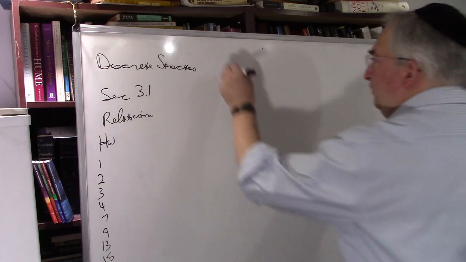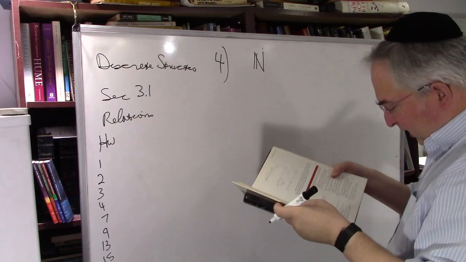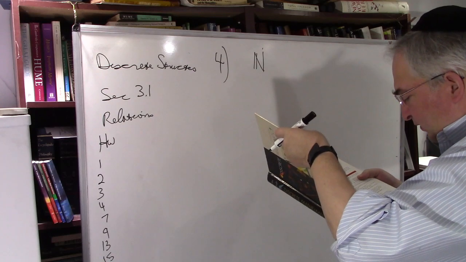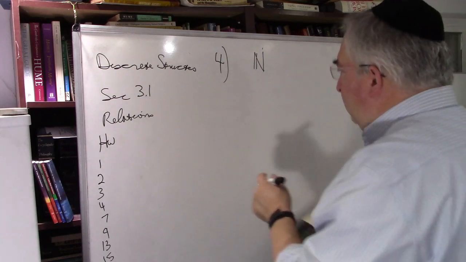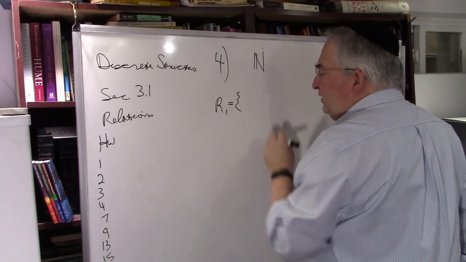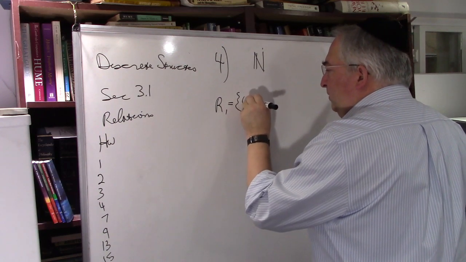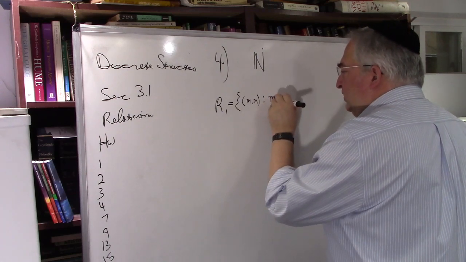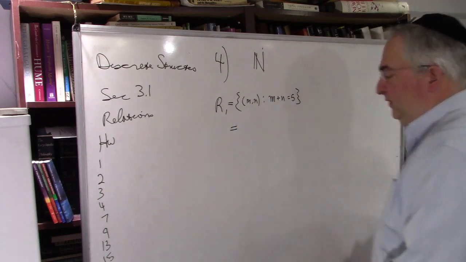Okay, number 4 is more of this, but here we have infinite sets. So we're dealing with the natural numbers, and we want to write the relation R1 as pairs such that m plus n is equal to 5. Okay, R1 is equal to m comma n such that m plus n is equal to 5. Okay, so let's write that out.